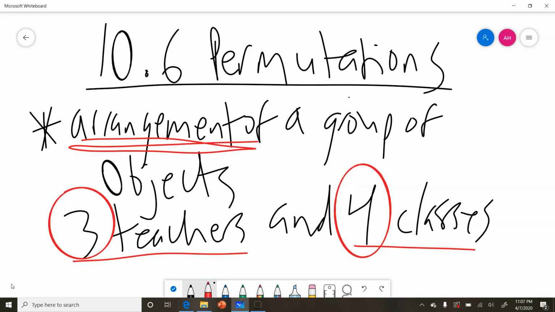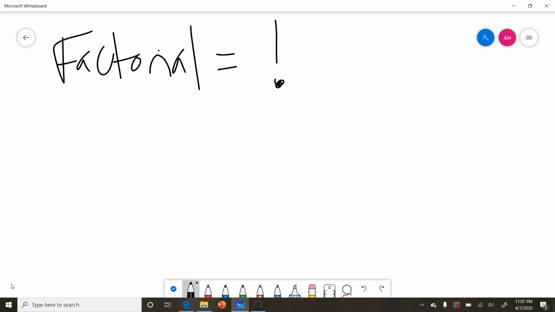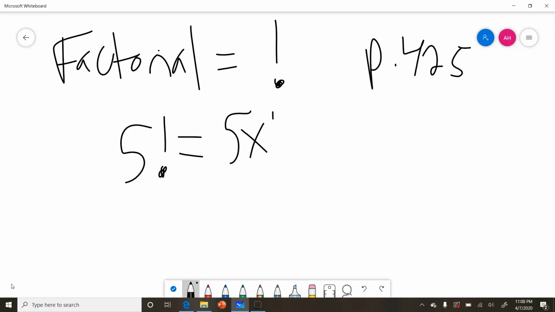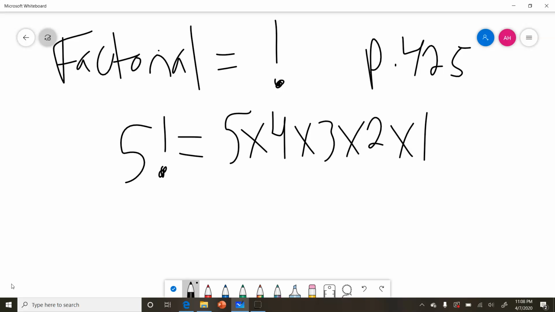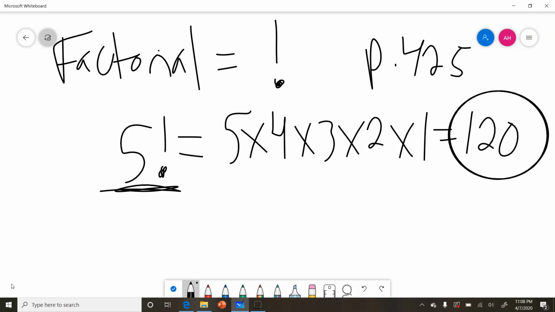The fun part about doing permutations, though, is that first we learn a principle called a factorial. A factorial is easy because it's written with an exclamation point. If you're following along in your book, this is on page 425. If you see a number like 5 with a little factorial sign, that means you just do 5 times 4 times 3 times 2 times 1. That's just a rule. If you do that on your calculator, you get 120. So 5 factorial, or 5 exclamation point, is 120.